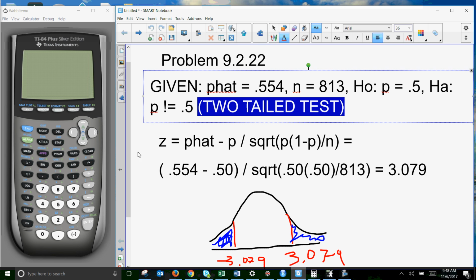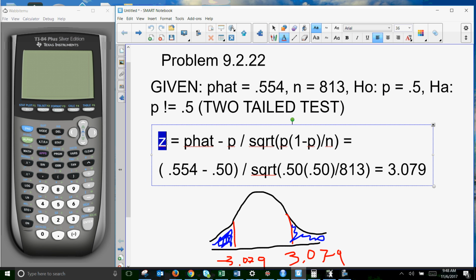So the first thing you have to do is compute your test statistic z. That's going to be your proportion p hat minus p, over the square root of p times (1 minus p) over n. So you go ahead and fill in your numbers. I like to do it on the calculator, and the way I like to do it is I do the denominator first. So I'll do 0.50 times 0.50, enter that, and then divide that by 813. Then I'll raise that to the 0.5 power.